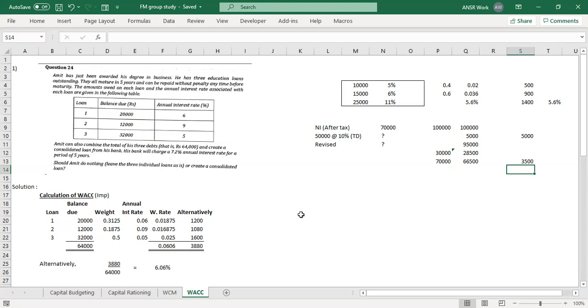So 70%, if I convert back into 30%, I get 1 lakh as my income. From 1 lakh, I deduct 5,000, which is 95,000, then pay 30% of that, 28,500, and my net income becomes 66,500.